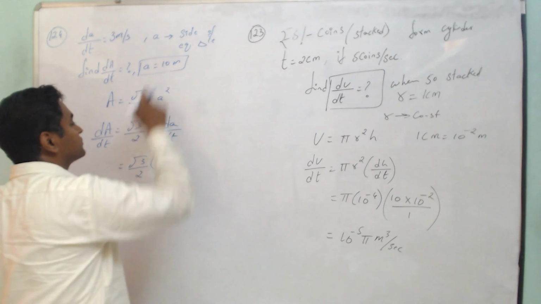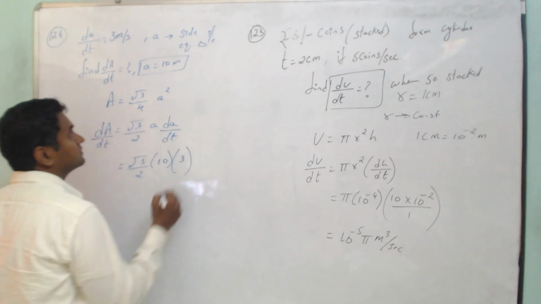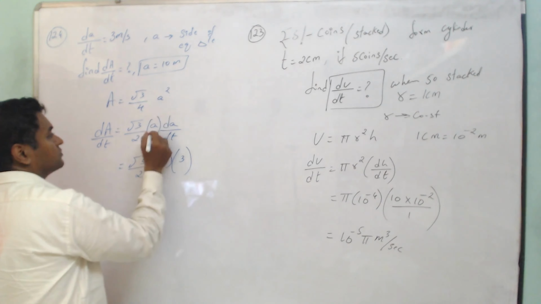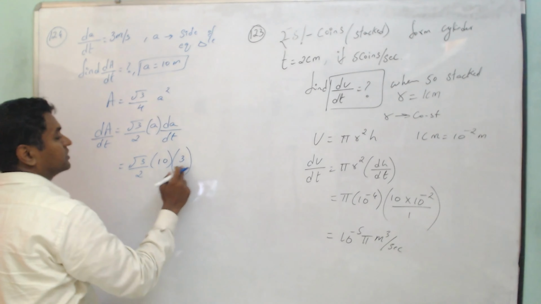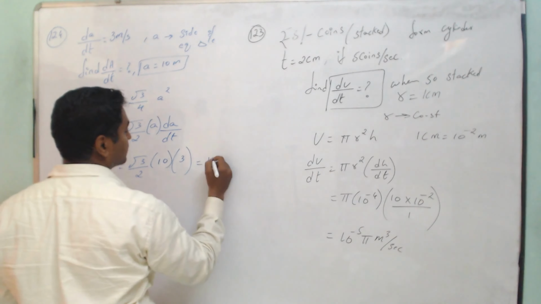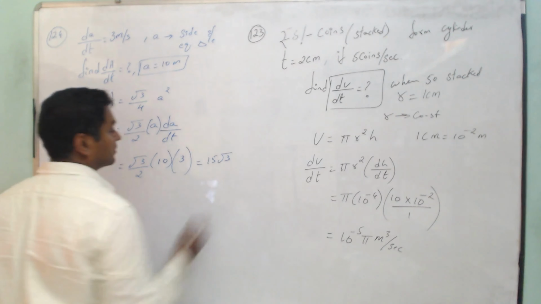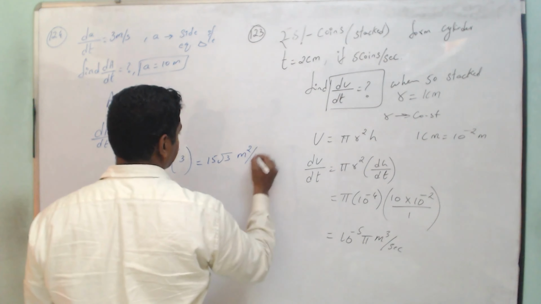And a is also present here. In the place of a, you will substitute 10. In the place of dA by dt, you will substitute 3. Right? So basically, we will have 30 root 3 by 2, which is 15 root 3 meters square per second. Yes.